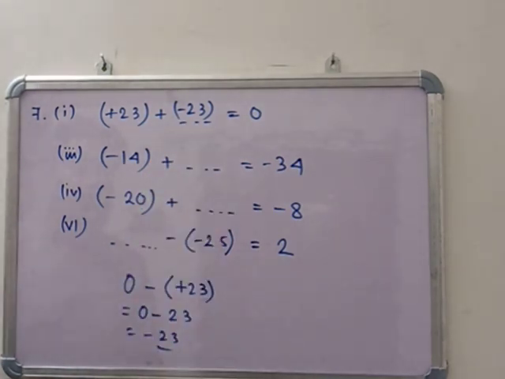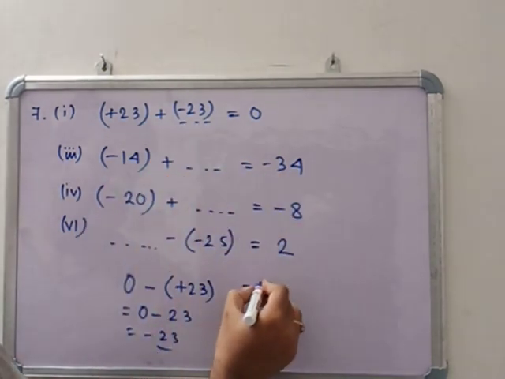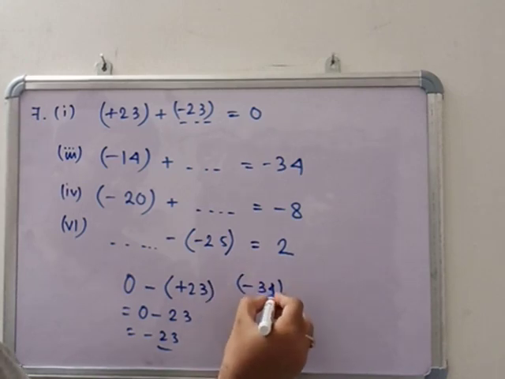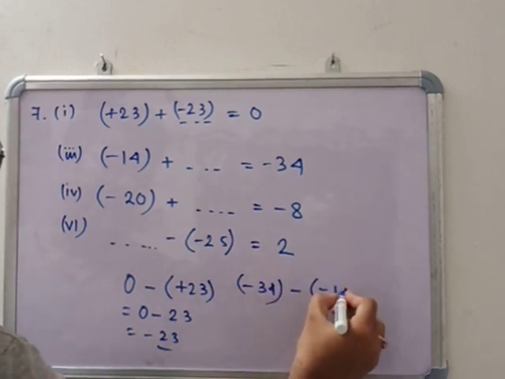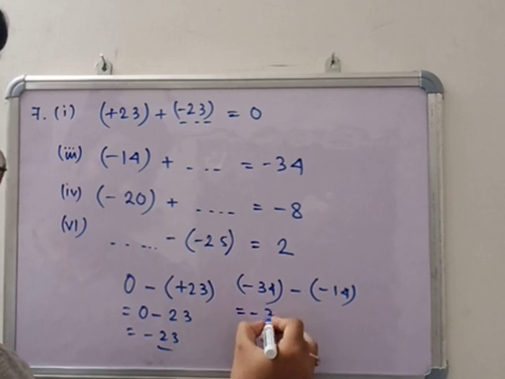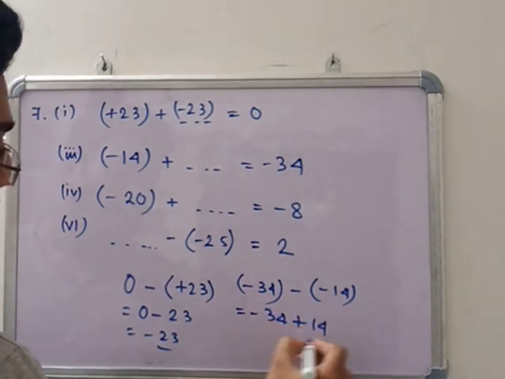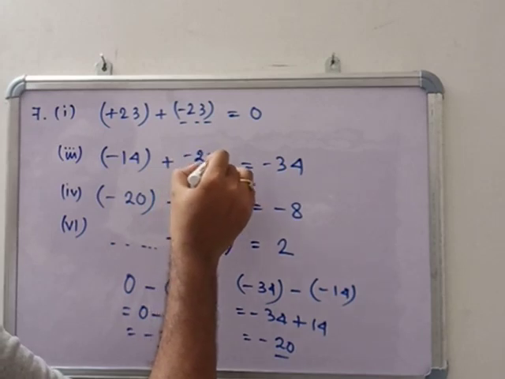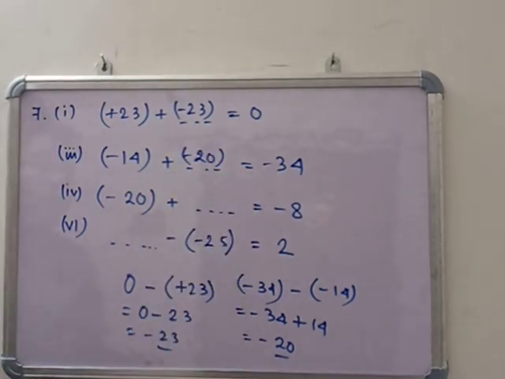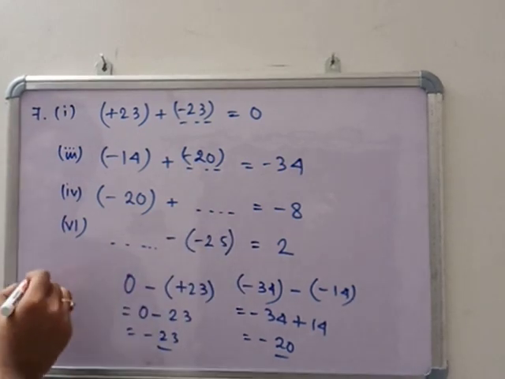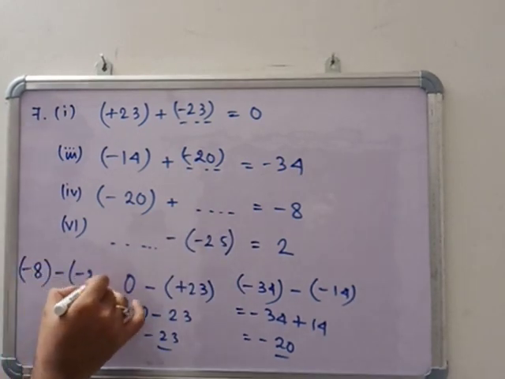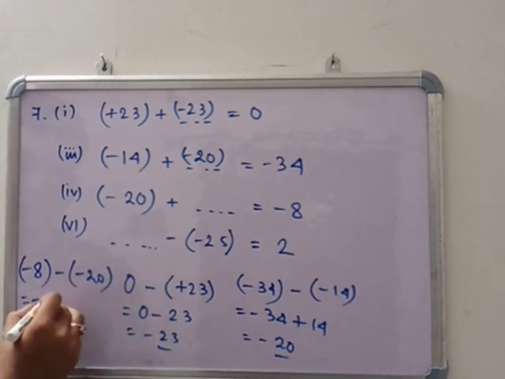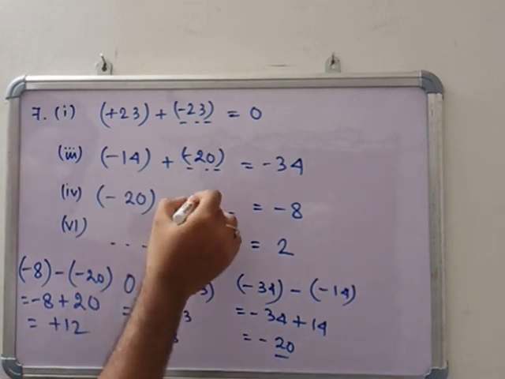Clear? Next one. Minus 34 minus minus 14. That means minus 34 plus 14. That means minus 20. So put it over there, minus 20. Then minus 8 minus minus 20. So that means minus 8 plus 20. That means plus 12. So put it over there, plus 12.